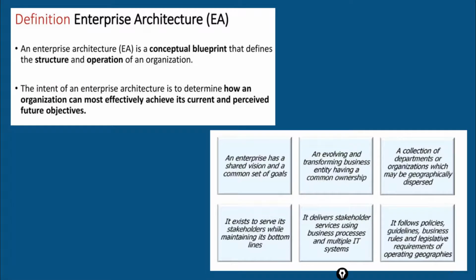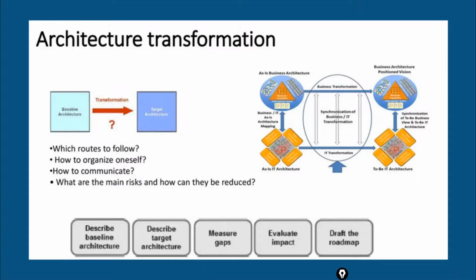Alright, so using the enterprise architecture, what do we do? We do the architecture transformations. There are 4 architecture types or domains that are commonly accepted as subsets of enterprise architecture: business architecture, application architecture, data architecture, and technology architecture. We will be talking throughout the course about these 4 domains or types of architecture.